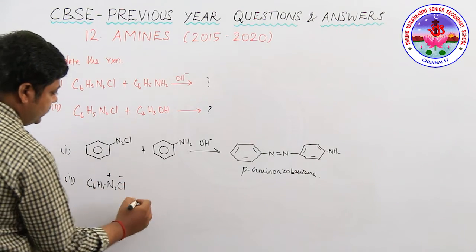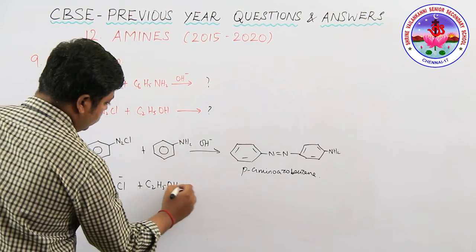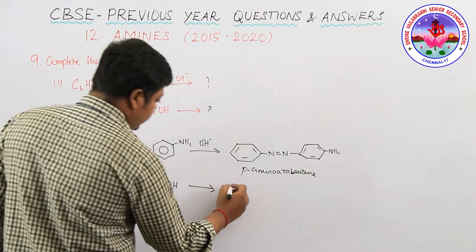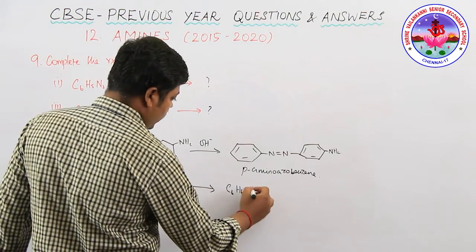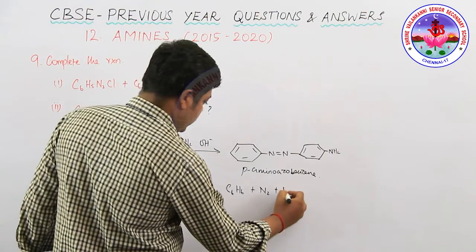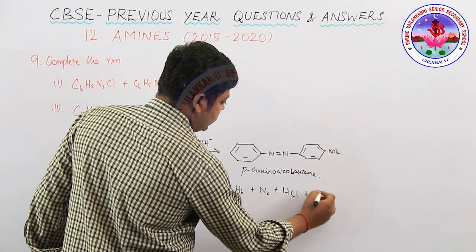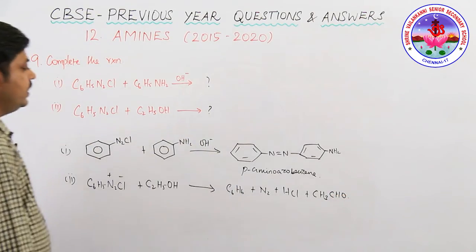Then the second is benzene diazonium chloride reacting with ethanol. C6H5N2+Cl- reacts with ethanol to give benzene, that is C6H6, and N2 plus HCl plus acetaldehyde. So this is the answer.